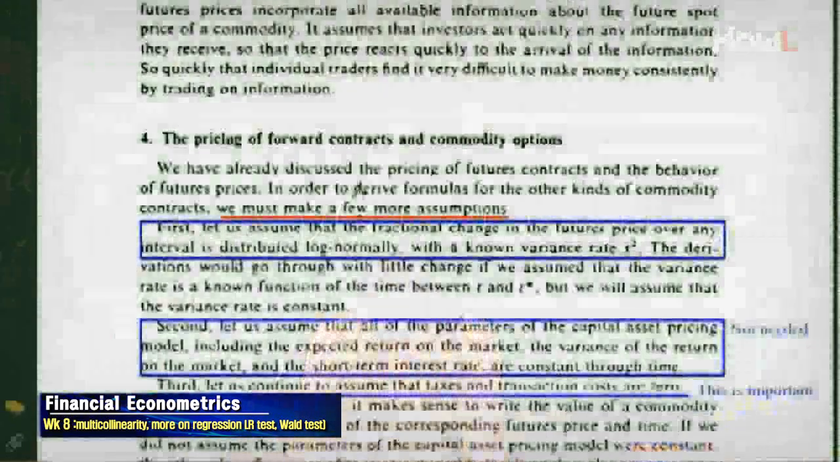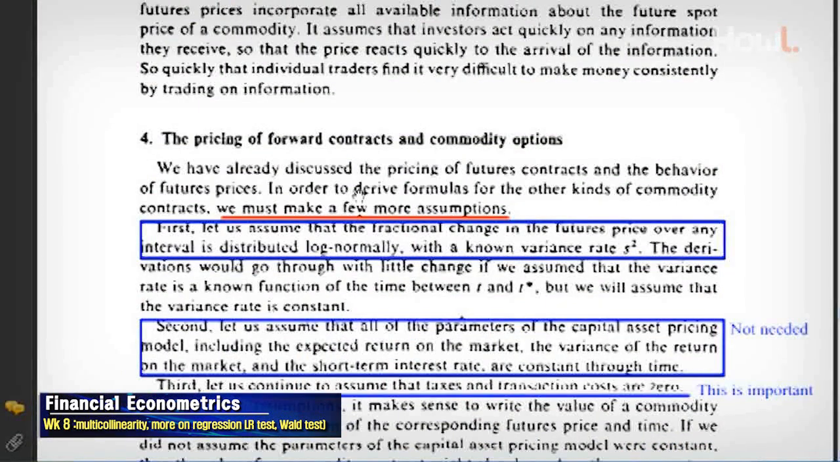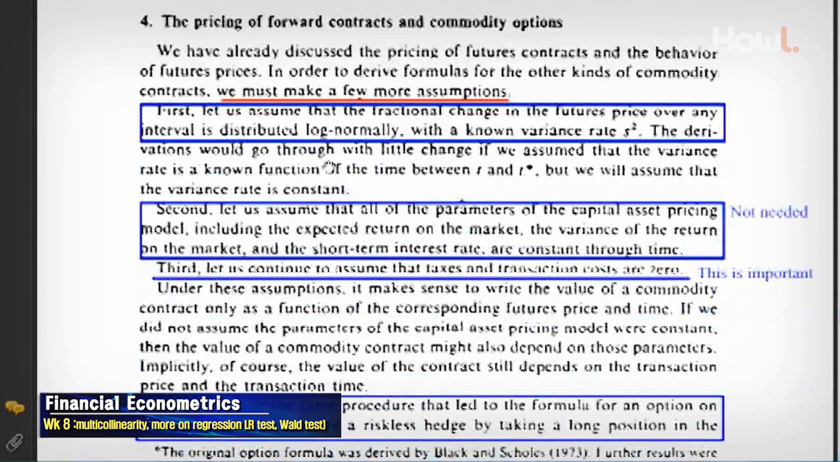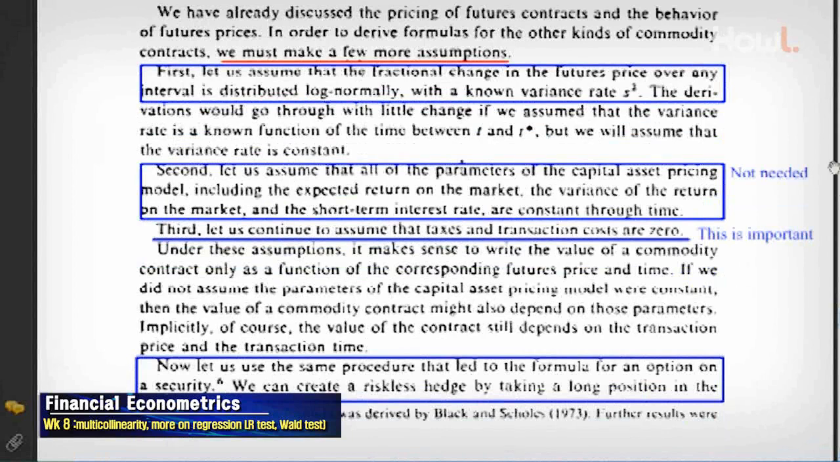The second assumption is that all of the parameters of the capital asset pricing model, including the expected return on the market, the variance of the return on the market, and the short-term interest rate, are constant through time. So we assume that everything in our model is constant. Third, let us continue to assume that taxes and transaction costs are 0, so there is no friction in the market. About the second assumption, it is not that necessary; we assume it only for convenience. The third assumption can be important.